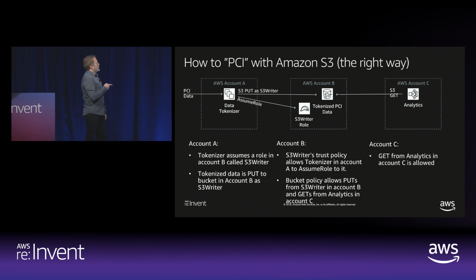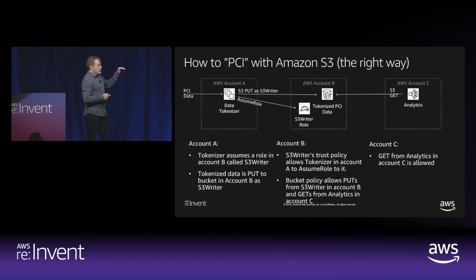The other nice thing about this is if you only ever want your tokenizer to write into that bucket, there's a little trust policy on that S3 writer role. And you can set that trust policy that only allows the tokenizer to assume it, but no one else in account B can. So it gives you a little bit more granular access going into that bucket. So this gives us multiple account access into an S3 bucket.